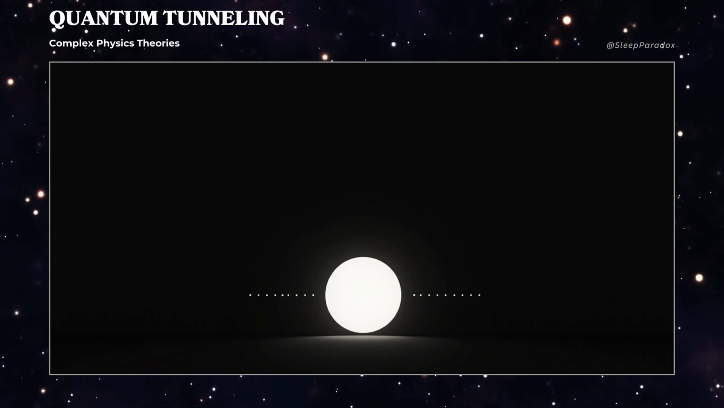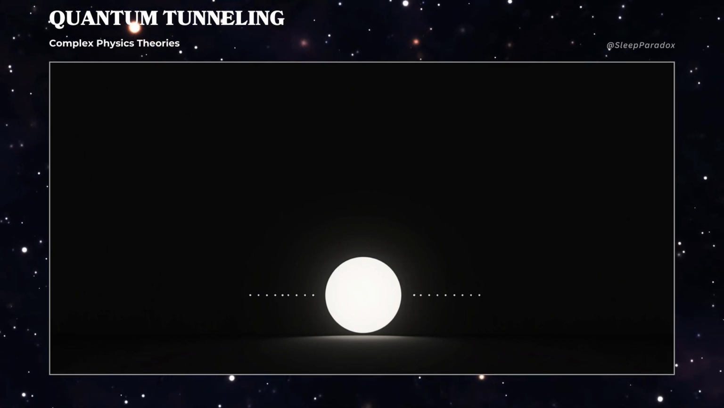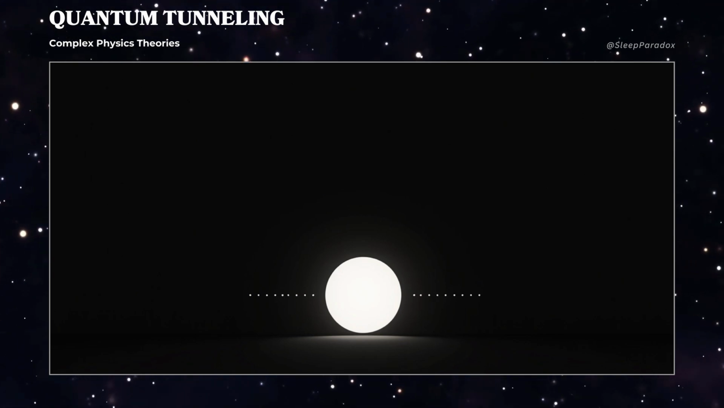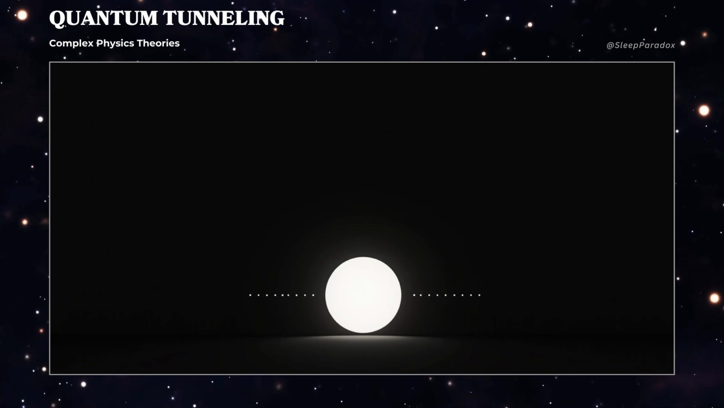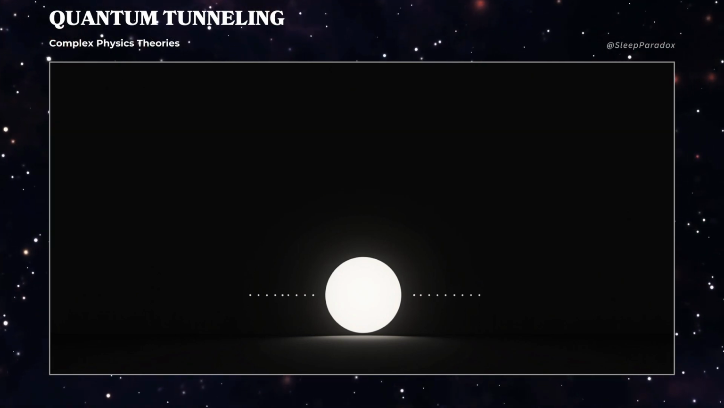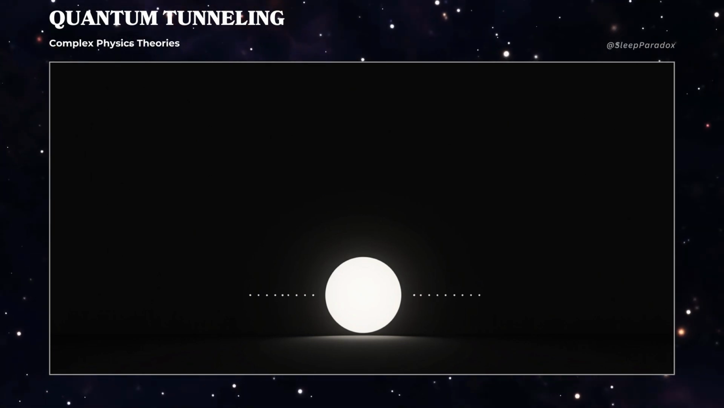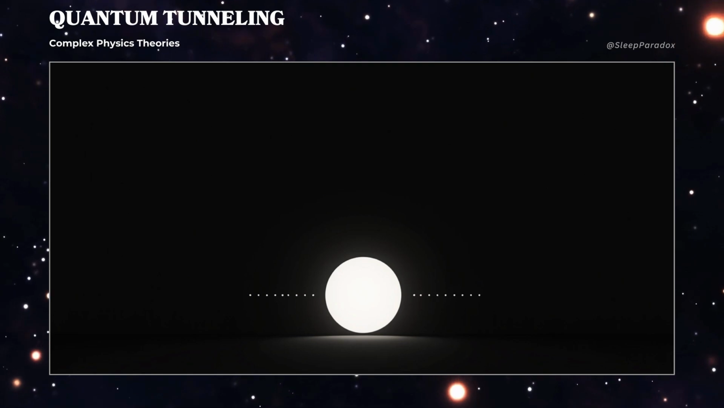Tunneling is also the reason why certain kinds of radioactive decay happen. In alpha decay, the nucleus ejects a helium nucleus, called an alpha particle. The alpha particle is trapped inside a potential barrier formed by the strong nuclear force. But it can escape by tunneling through the barrier, even though it doesn't have enough energy to break free in the classical sense.